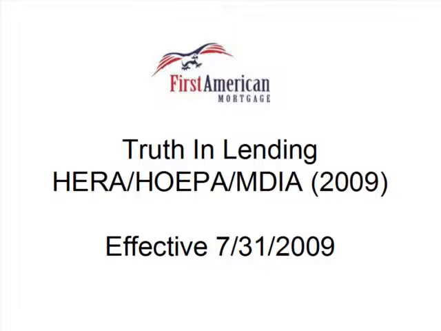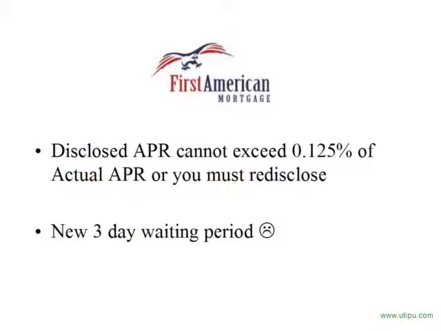Let's talk a little bit about the new Truth in Lending Disclosure Act revisions that are effective July 31st, 2009. Several things change, but this is the big one that's most important that we all need to understand. The rule says that the Truth in Lending disclosures that we send out to the borrower are now going to be looked at and they have to be accurate. And if they're not accurate, then it's going to hold up your closing.